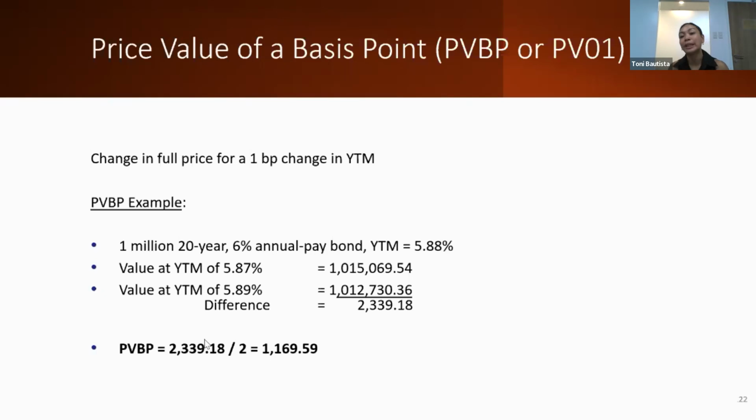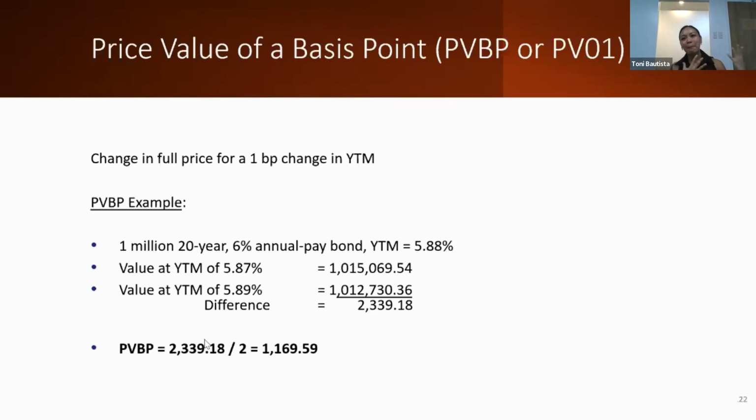Again, this means that if yields move higher by 5 basis points, so your yield would now be 5.93, you should expect that the bond value will move lower by 5,847.95. So this is normally used by our trader friends here because this would be their measure of risk.